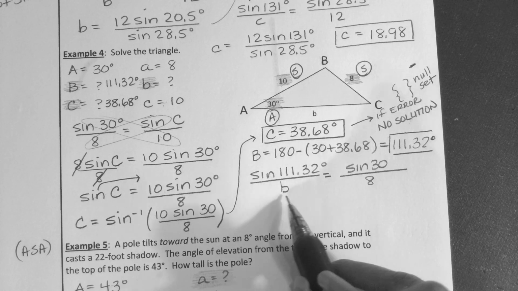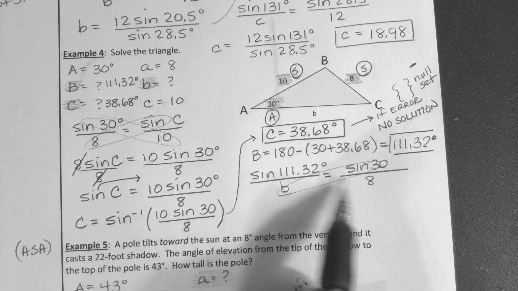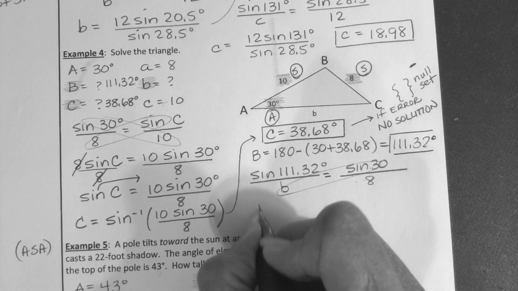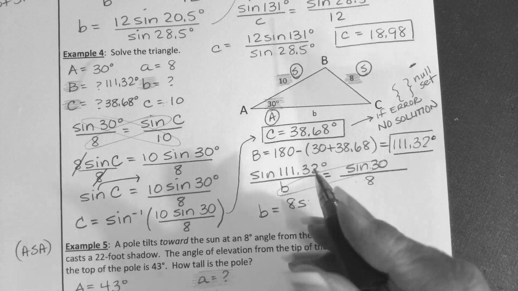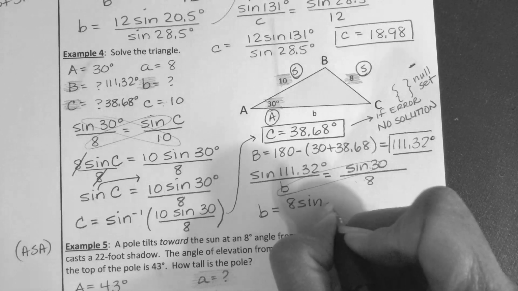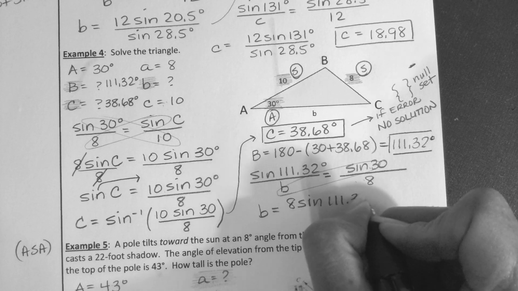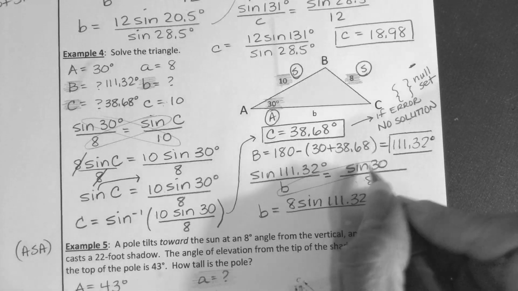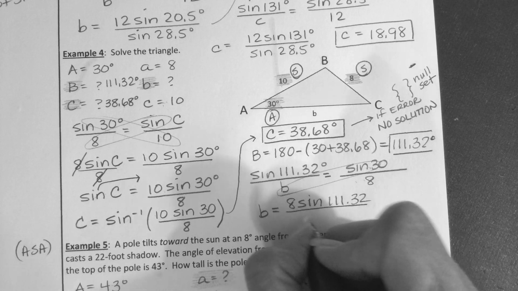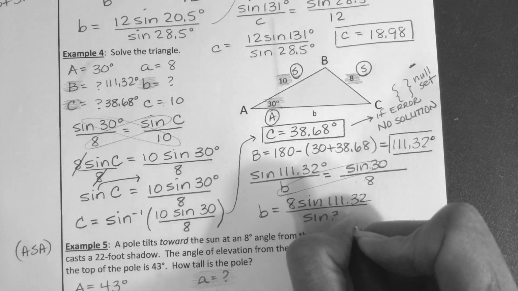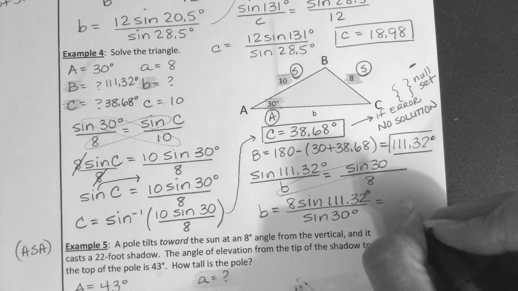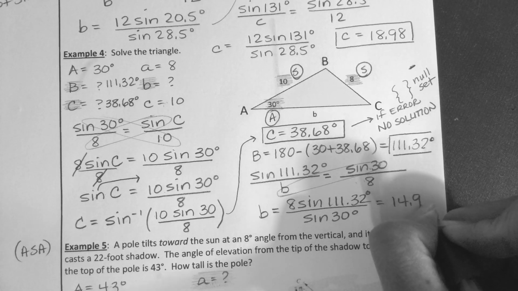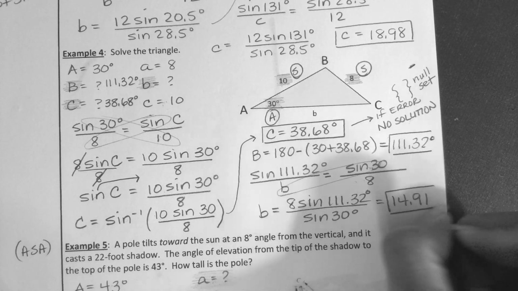So in cross multiplication, the b is paired up with sine 30, so I know this is going to go in the numerator. So b equals 8 sine of 111.32 over the sine 30, which is with the b. And when you put all of that into the calculator, you're going to get a b value that is worth 14.91.